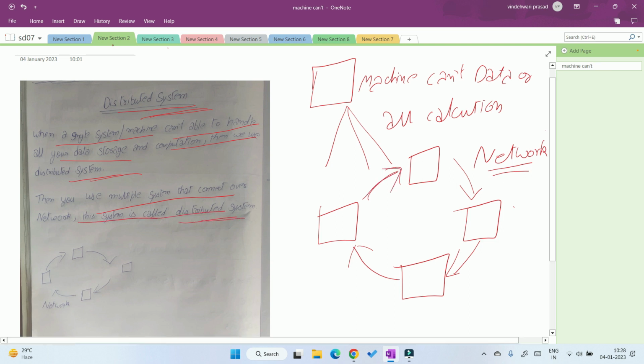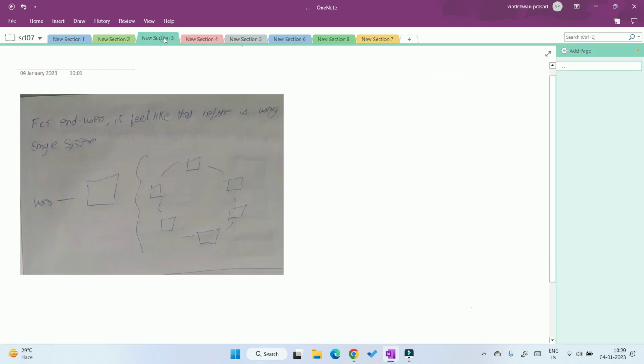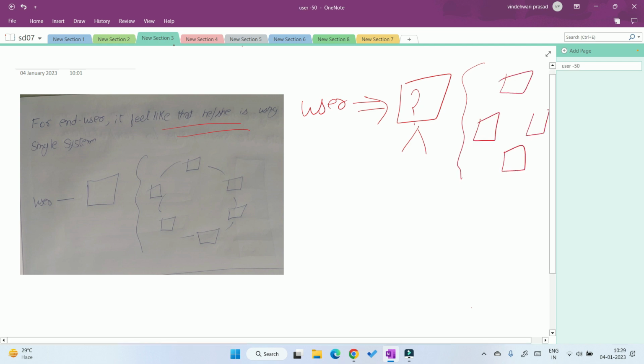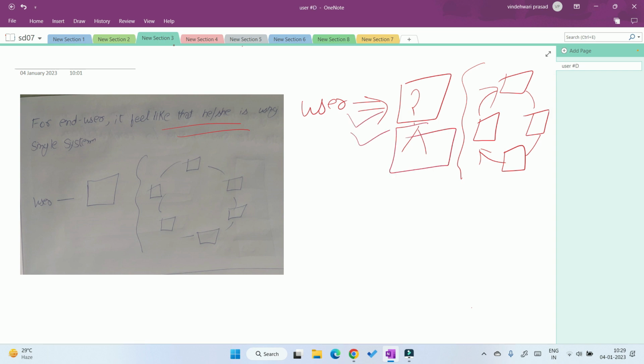This is a distributed system diagram. One good thing about a distributed system is that when the end user works with these machines, he or she thinks that he is using a single machine, but it is a distributed system. A distributed system has to be arranged in such a way that the user thinks it acts as a single machine.